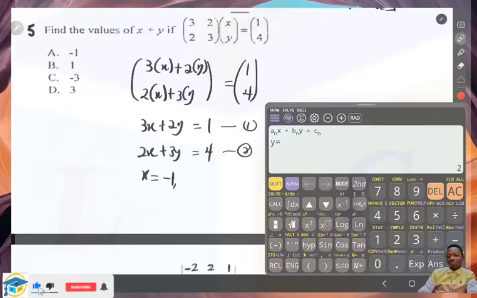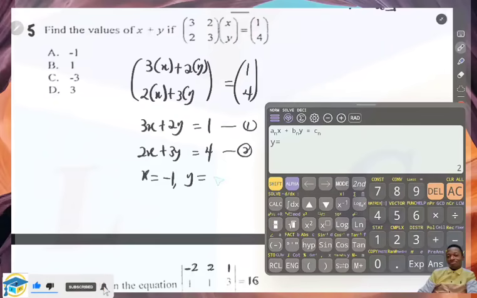And then what will be for y? Then y is also equal to what? 2. So this is how we use the calculator to solve a simultaneous equation. I mean, an equation involving what? 2 variables. So let's take note of that.